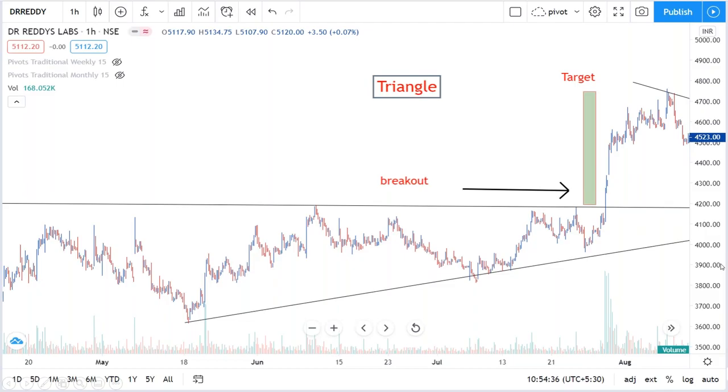First part is triangles. This is the hourly chart of Dr. Reddy. If you look at what's happening here, the stock from 18th May till 21st July was in a range, and this range was contracting. So it's forming a triangle. Now, if you can see here, after the breakout there's heavy volume, and the stock covered its target in just two to three days. So this is a real breakout, real momentum. Here you can say the stock has caught momentum, and it's gaining momentum.